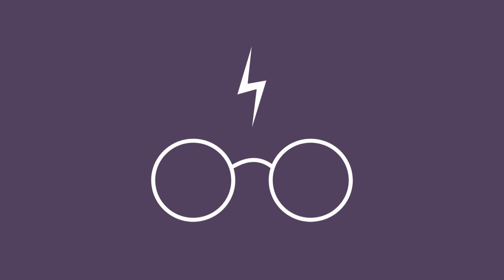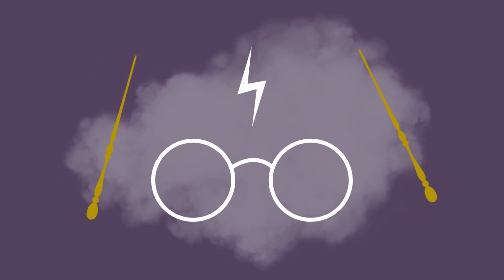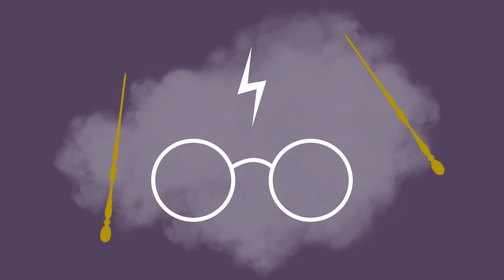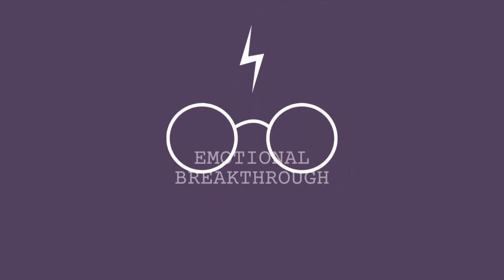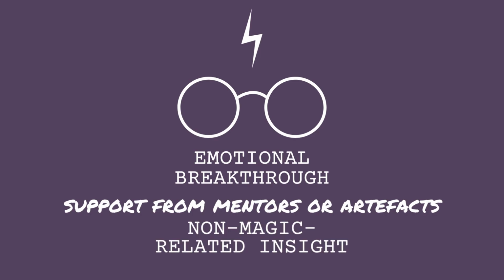The magic system of the Harry Potter series, for example, is on the soft side, yet protagonist Harry engages in climactic magical duels, seemingly solving the plot's biggest problems using magic. However, success in those battles doesn't come from the magic system itself, but rather from an emotional breakthrough, support from mentors or artifacts, or a non-magic related insight. He doesn't win because he figures out some new combination of spells or masters a complicated ritual. Rather, other factors come together to give his magic more power or to turn the antagonist's magic on itself.